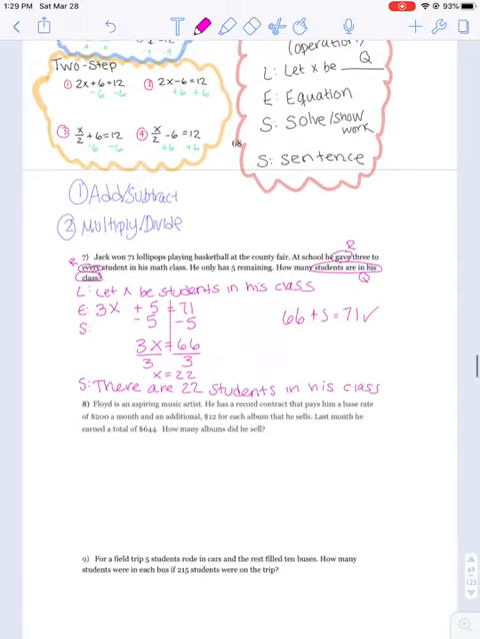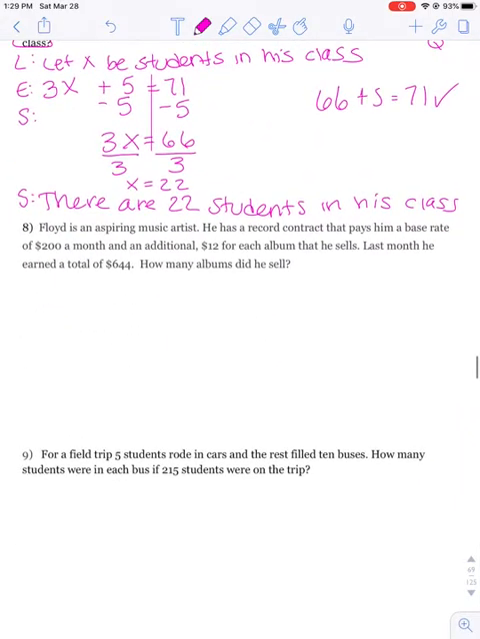All right, hopefully you are ready to go over problem 8. So it says Floyd is an aspiring music artist. He has a record contract that pays him at a base rate of $200 a month and an additional $12 for each album that he sells. Last month, he earned a total of $644. How many albums did he sell?